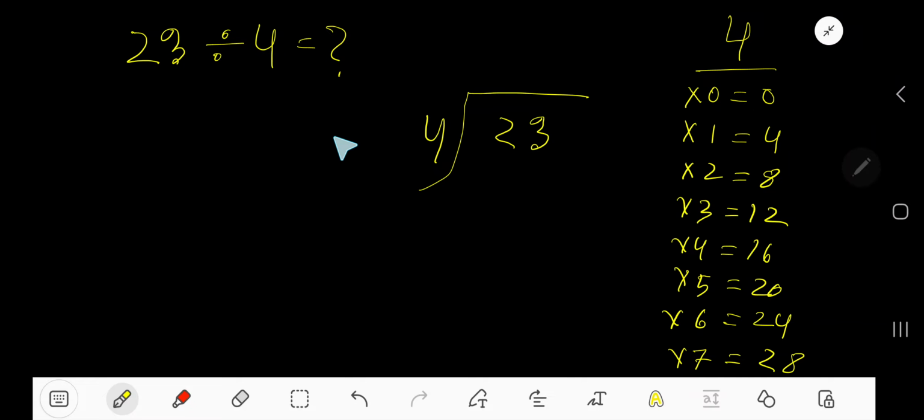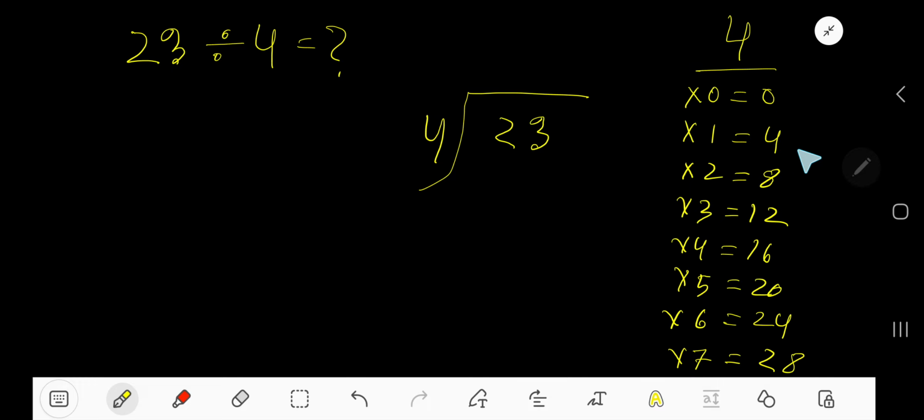23 divided by 4. Here 4 is a divisor, so we need the multiplication table of 4. 4 times 0, 0. 4 times 1, 4. 4 times 2, 8. 4 times 3, 12. 4 times 4, 16. 4 times 5, 20. 4 times 6, 24. To find out the multiplication table of 4, just add 4 with the previous step.